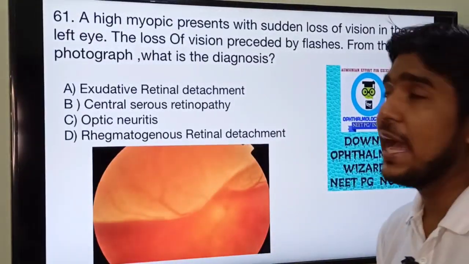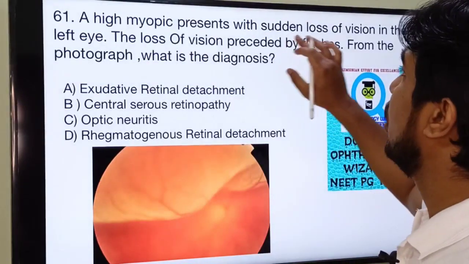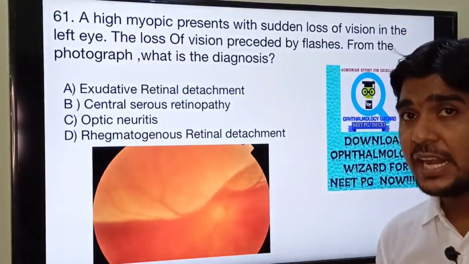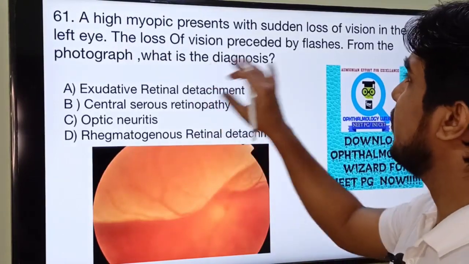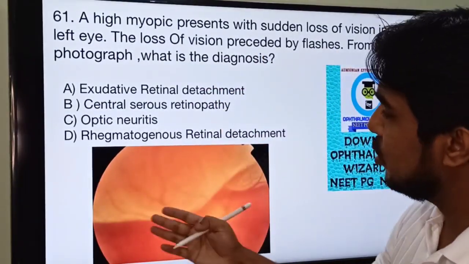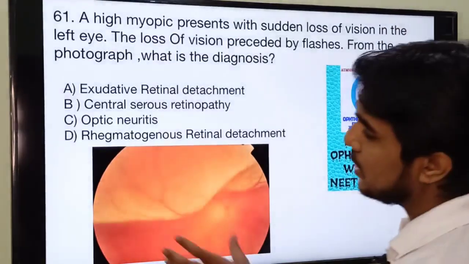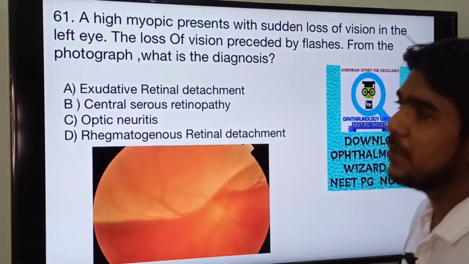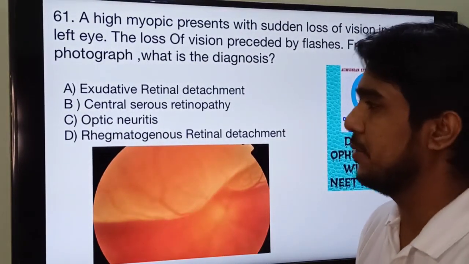Question number 61. A high myopic patient presents with sudden loss of vision in the left eye, the loss of vision preceded by flashes. From the photograph, what is the diagnosis? Can you see this? There is a lift off. This area is lifted off, which means it seems like a detachment.